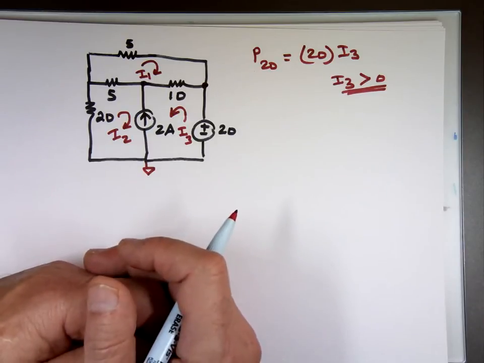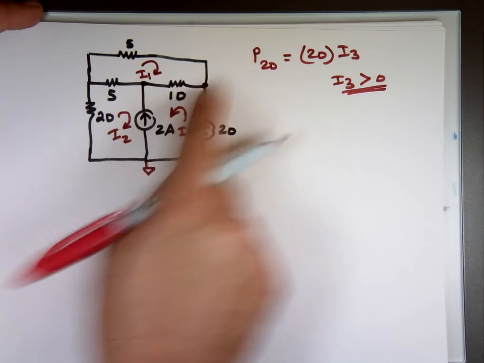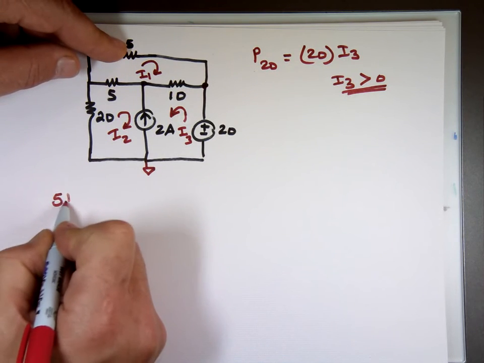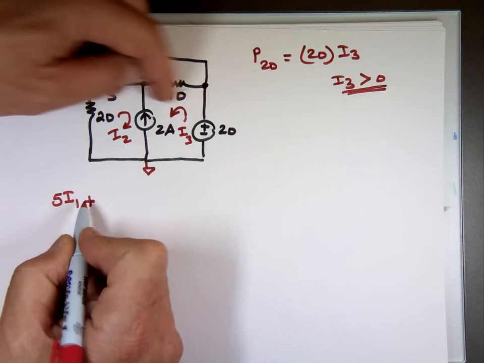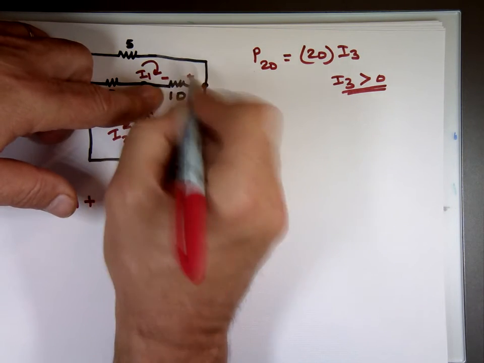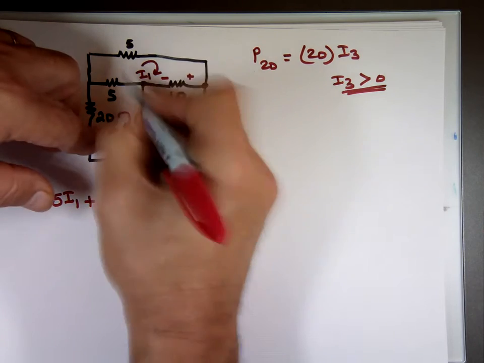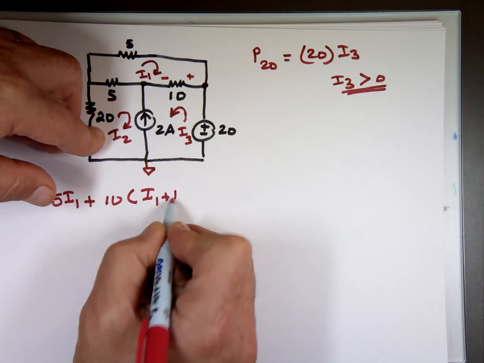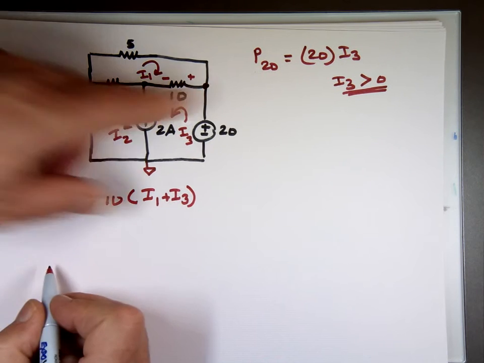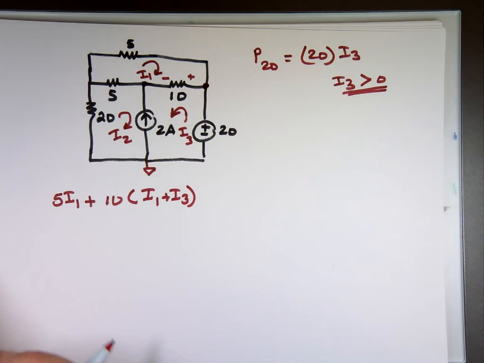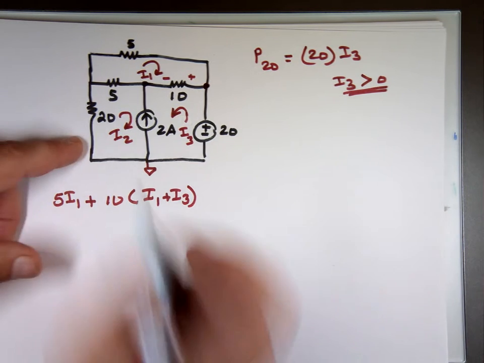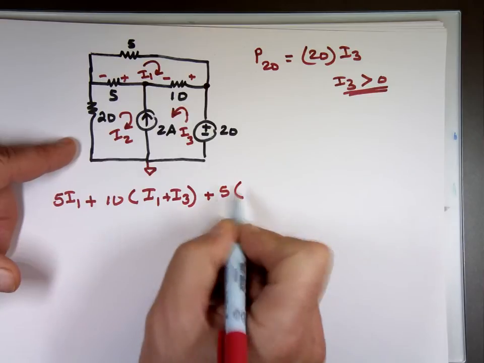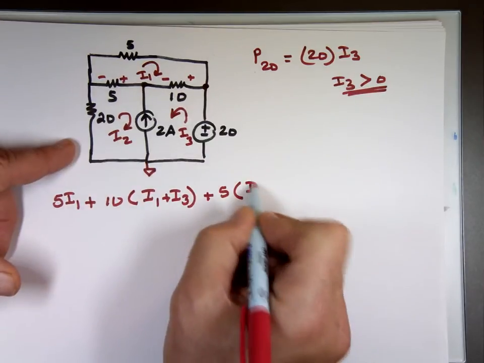So I need 3 equations. I can go around the top loop, which is 5 I sub 1, plus, traveling this way, it's going to be plus to minus, 10 times the current going that way. The way I drew my currents, that's I sub 1 plus I sub 3. See, they're both pointing in that direction, pushing. Keep going, it's plus to minus again. This is 5 times I sub 1 minus I sub 2.